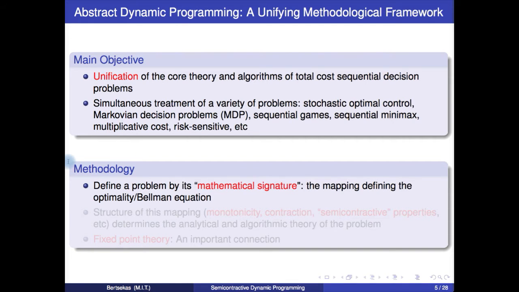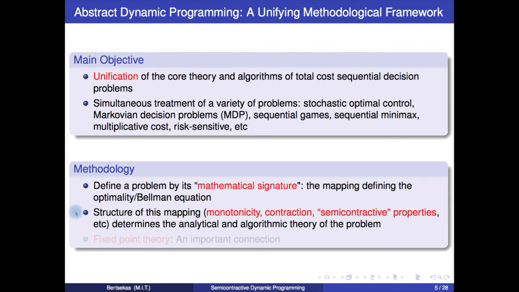The idea here is to define a problem by the mapping defining its optimality or Bellman equation. This mapping is the mathematical signature, so to speak, of the problem, in the sense that the properties of this mapping determine what kind of results may be proved for the corresponding model. So depending on whether the structure of the mapping has certain structural properties such as monotonicity, contraction, or semi-contractive type properties, this will determine the analytical and the algorithmic theory of the problem. We saw in the special case of optimal control problems that a lot of the theory revolves around fixed points of the corresponding dynamic programming mappings, and indeed we are going to continue to see that fixed point theory plays an important role in the analysis.